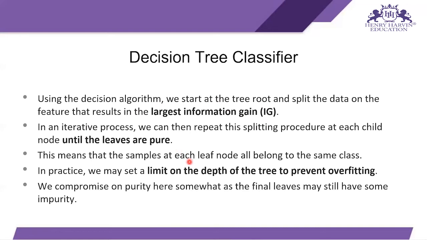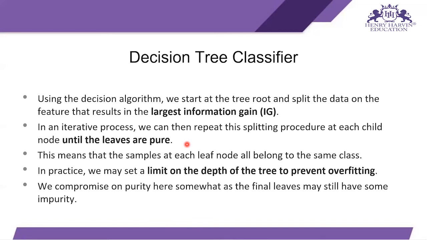This means that the samples at each leaf node belong to the same class, and in practice we may set a limit on the depth of the tree to prevent overfitting. We compromise on purity here somewhat, as final leaves may still have some impurity. So basically the tree is made in such a way that all leaf nodes have the same class. Till then a decision tree is made.